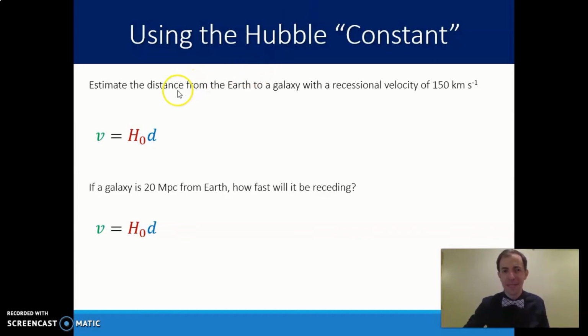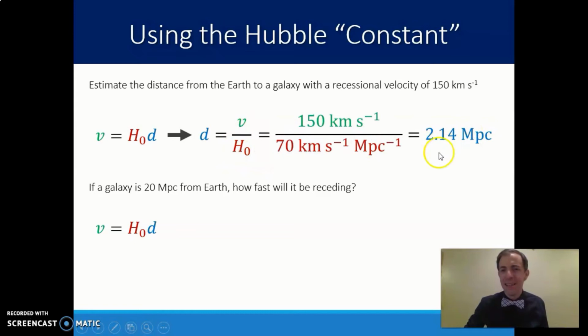If you want to estimate the distance from the Earth to a galaxy with a recessional velocity of 150 kilometers per second, you can do that. You just look at the redshift, figure out what the speed is, and then plug that in, solving for the distance. So the speed of 150 divided by a Hubble's constant of roughly 70, and you get 2.14 megaparsecs, 2.14 million parsecs. We can do the same thing going the other direction.